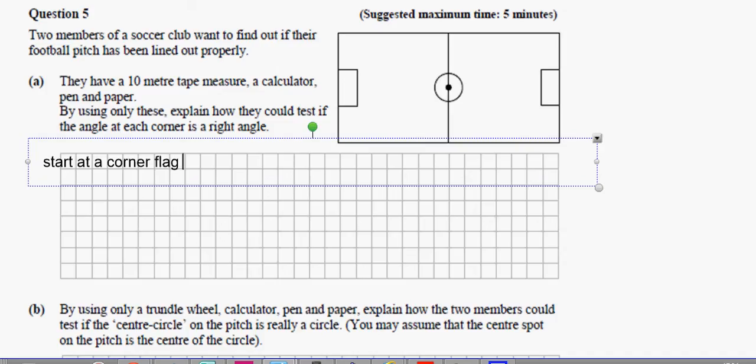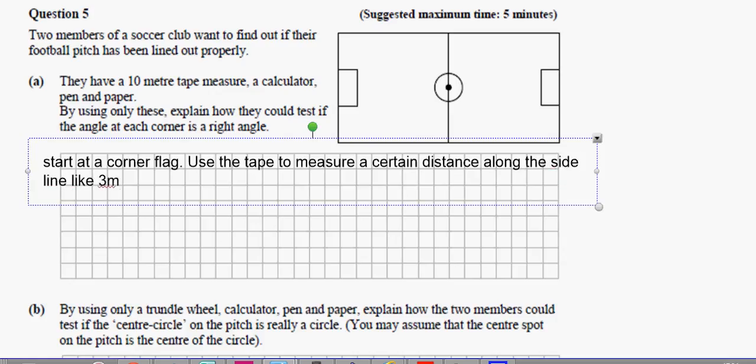Corner flag. Use the tape to measure a certain distance along the sideline, like 3 meters. Then measure a certain distance along the goal line, like 4 meters.